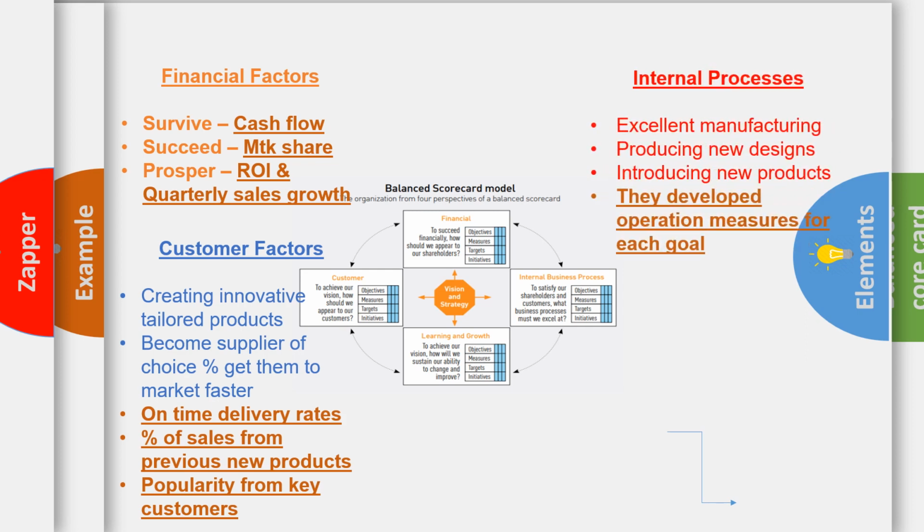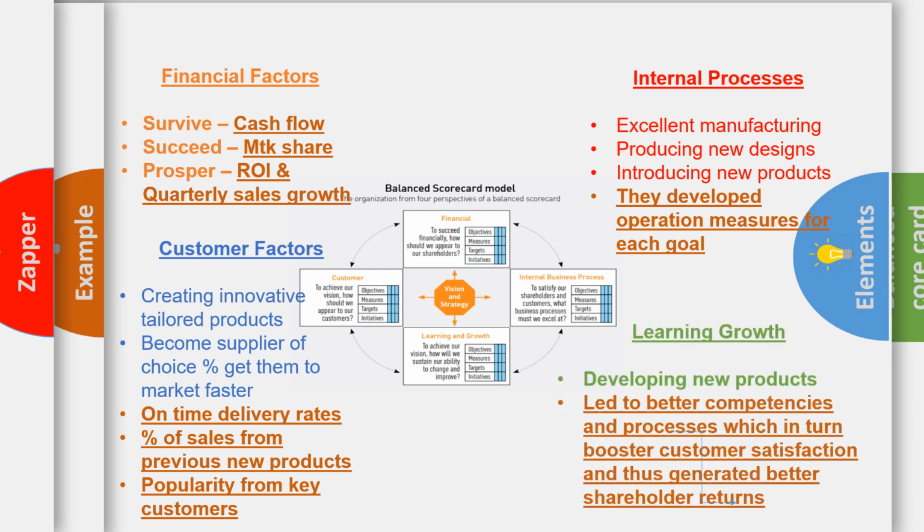If we look at the internal process, they wanted to focus on excellent manufacturing. They wanted to produce new designs and introduce new products. And for each of these, they developed operational measures for each goal. And then finally, for learning and growth, their main learning was developing new products. This led to better competencies and processes, which in turn boosted customer satisfaction and thus generated better shareholder returns.